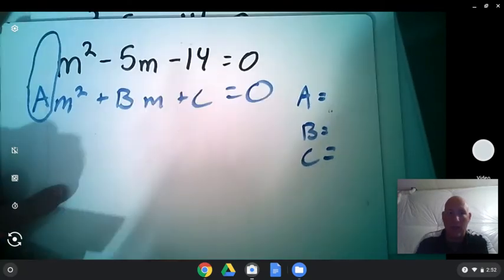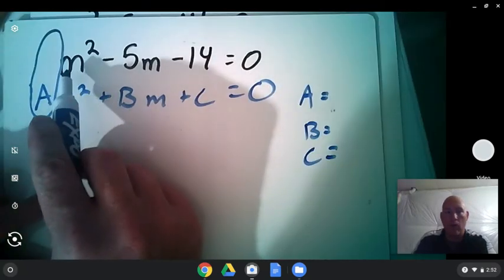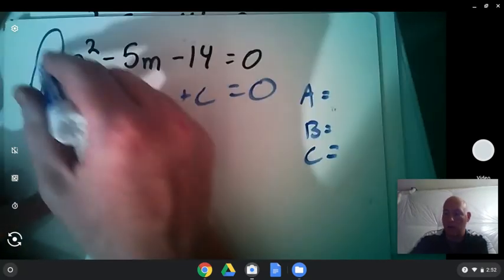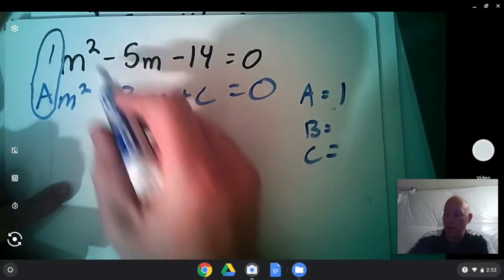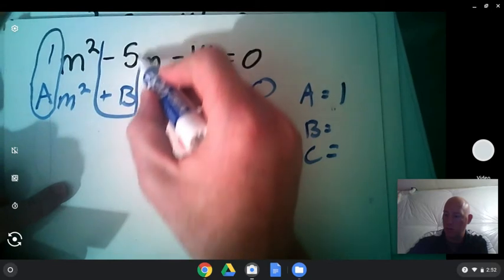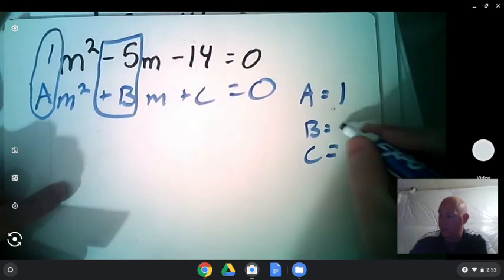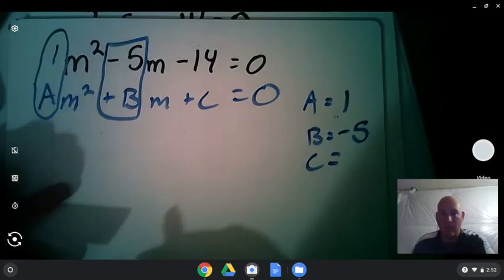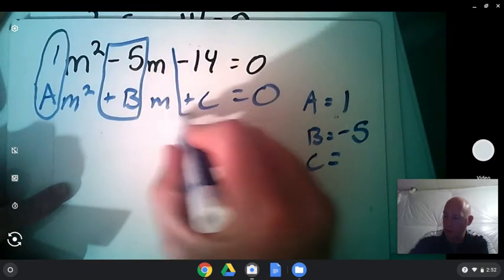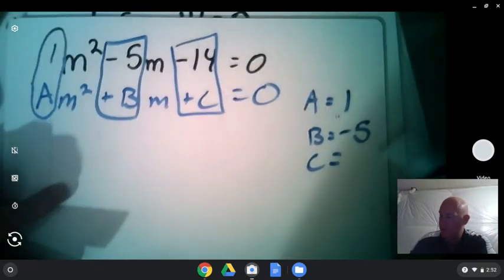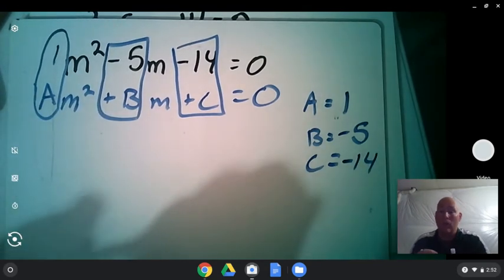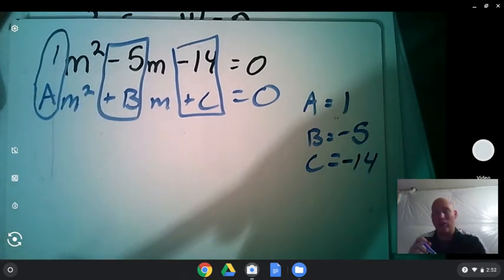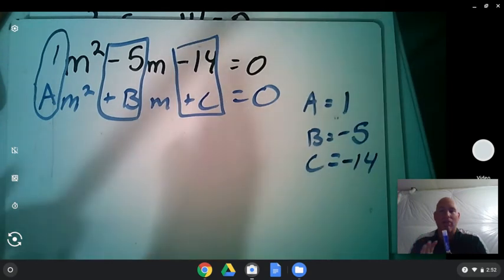So you look at where the A is. Well, hopefully remember the coefficient of anything is always an invisible 1. So we know A equals 1. Then we look here. B has to be negative 5. And then we go here. C is negative 14. And that's really I think the first 2 or 3 questions of your homework, is just identifying A, B, and C.